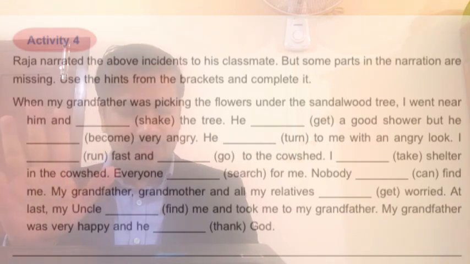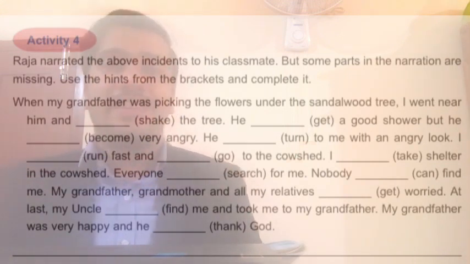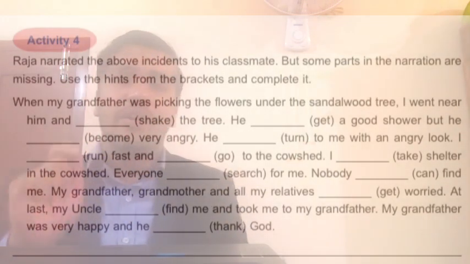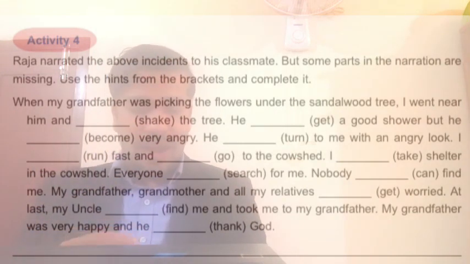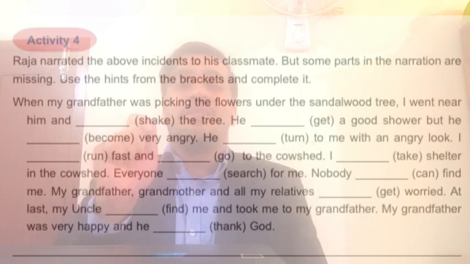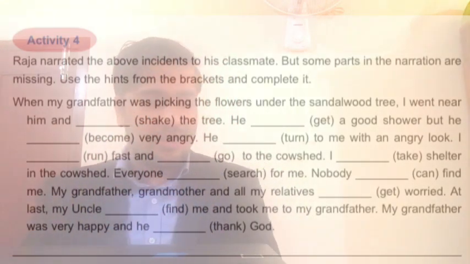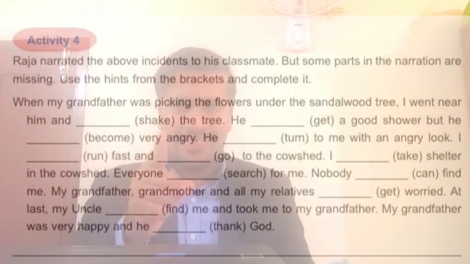Fifth, run. Sixth, go. Then take, search, can, get, find, and thank. These are the clue words given in brackets to write it. Remember, it happened yesterday. So first sentence, look at the sentence very carefully. Then tell me the exact word we have to write there.